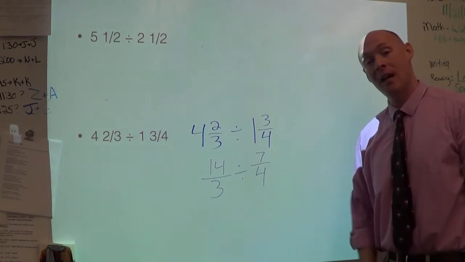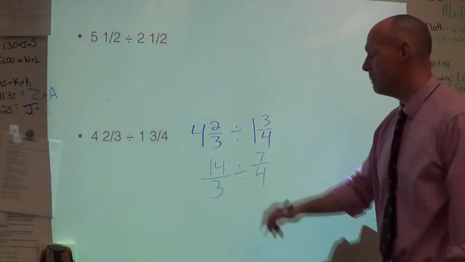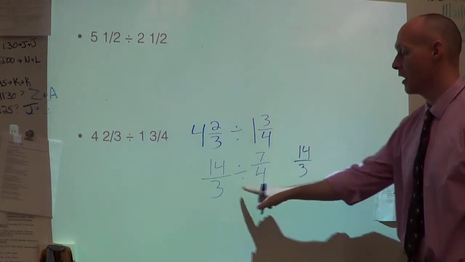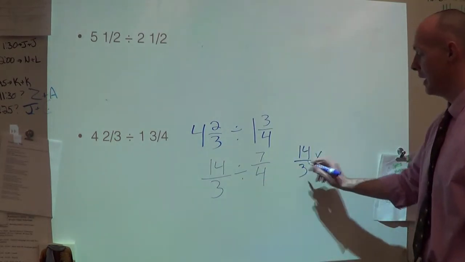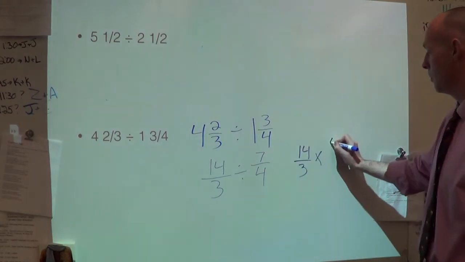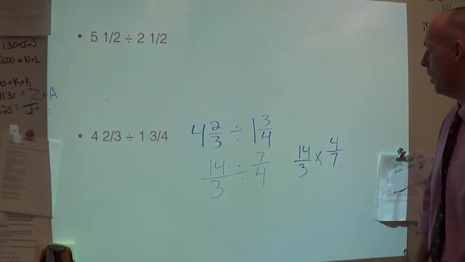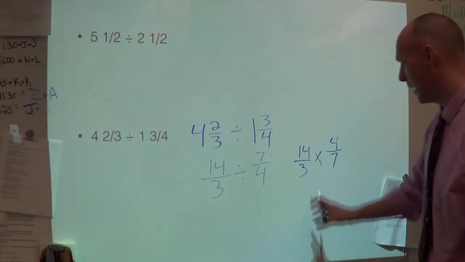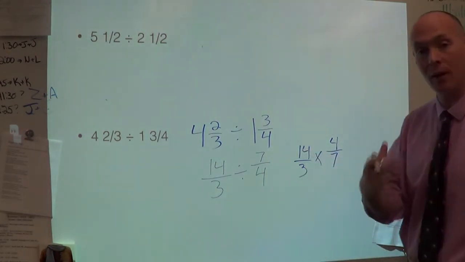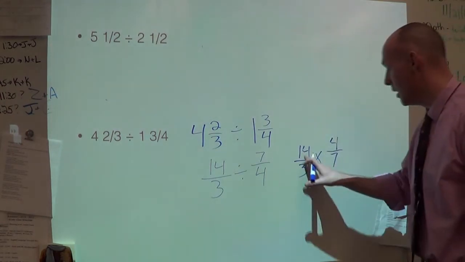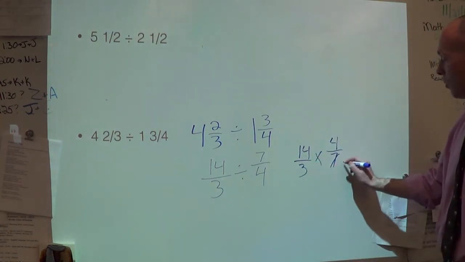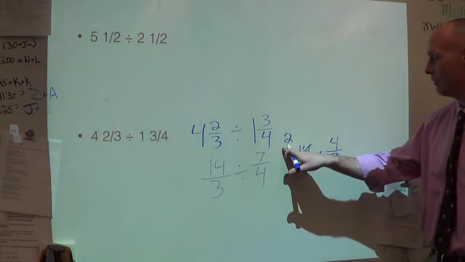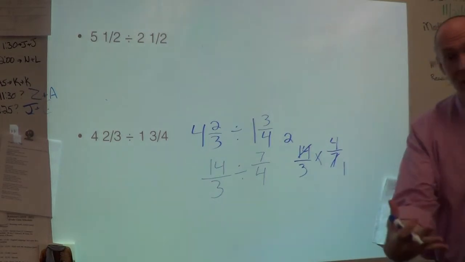Okay. Next step, keep it, switch it, flip it. So I'm going to keep 14/3. I'm going to switch that to multiplication, and then I'm going to flip it. 4 over 7. Okay, so now let's look. Anything that I can simplify first before I multiply? Well, I see 14 and 7, so right away I think, boom, I can reduce that. So 7 goes into 7 one time. 7 goes into 14 two times. Perfect. So now I have 4 and 3. Nothing I can do to simplify that.